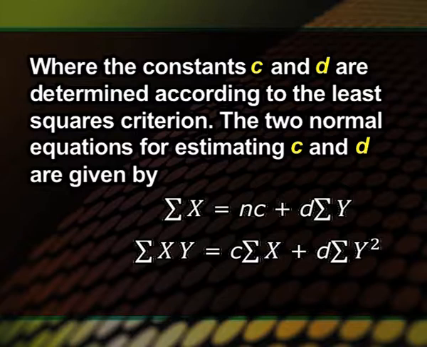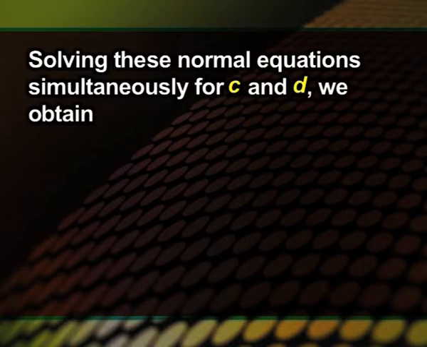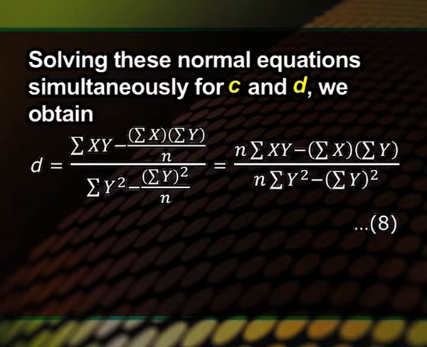So this implies that sigma xy equals c times sigma x plus d times sigma y square. Now solving these normal equations simultaneously for c and d, we obtain d equals (sigma xy minus sigma x times sigma y divided by n) the whole thing divided by (sigma y square minus (sigma y)^2 divided by n). So this is equal to (n times sigma xy minus sigma x times sigma y) divided by (n times sigma y square minus (sigma y)^2). So this is equation number 8.